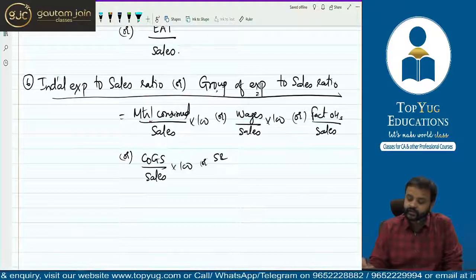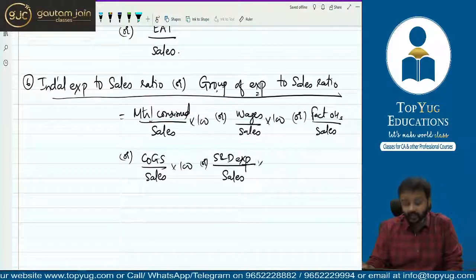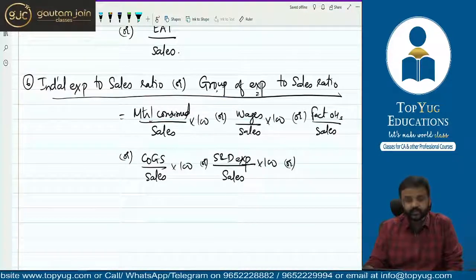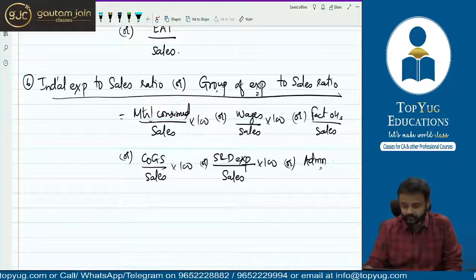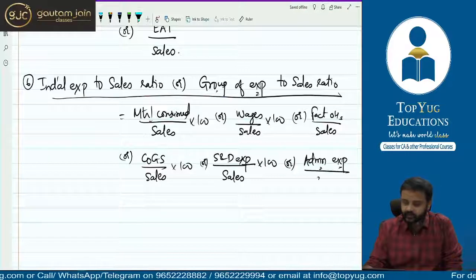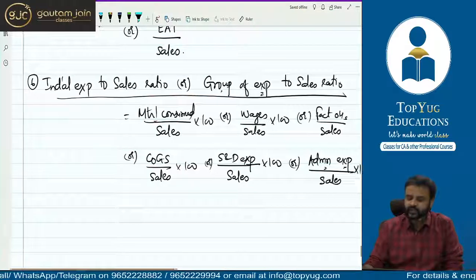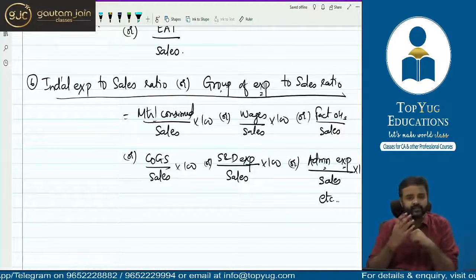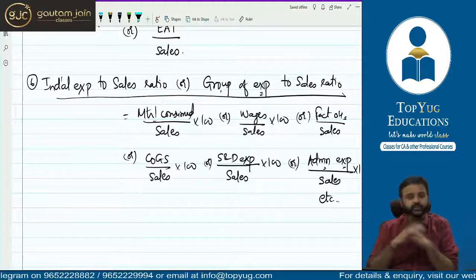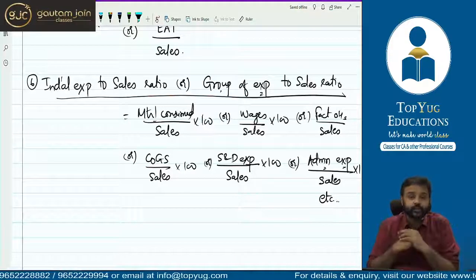Or let's say selling and distribution expenses upon sales into 100. Correct? Or maybe we can say administration expenses upon sales into 100. So this is how, maybe I can write here, etc. There can be different expenses which you might take individually and compare with sales, or a group of expenses compared with sales. Sir, what will happen because of this?